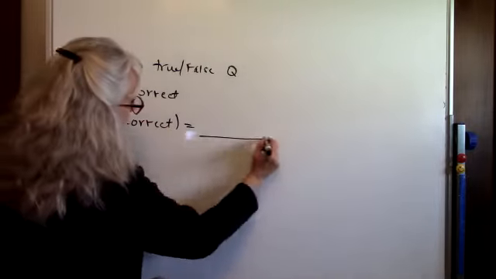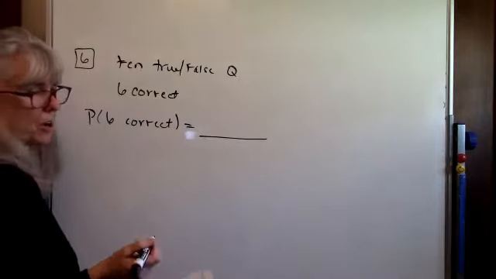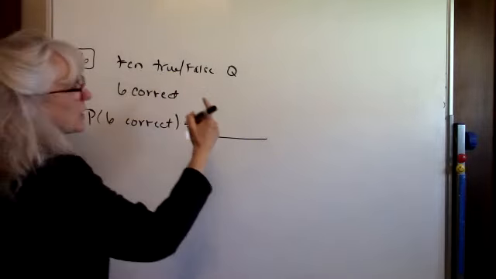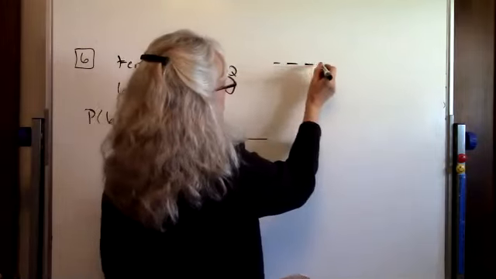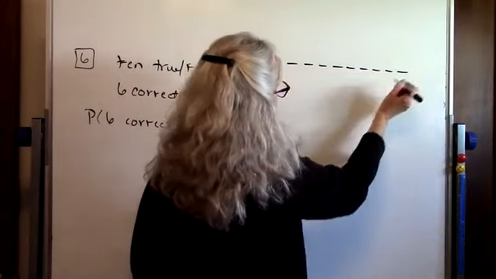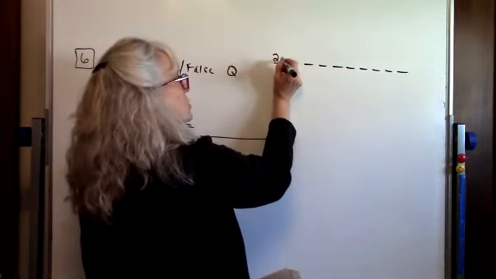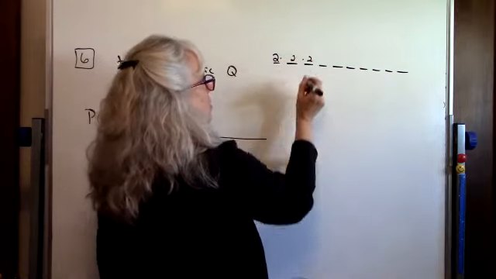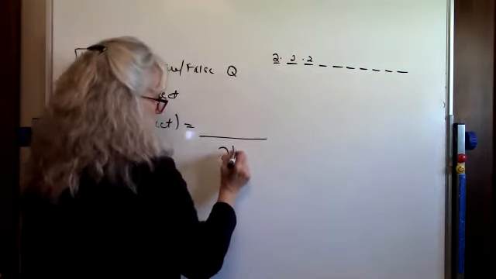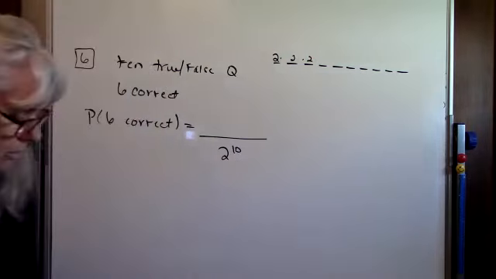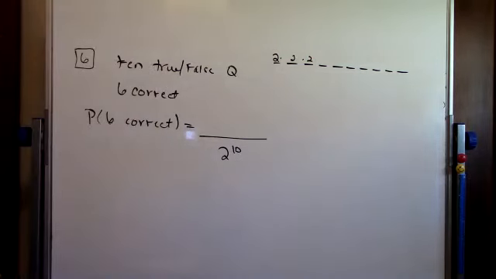Okay, well, let's go look at the denominator. Again, that's where I start. So we know that we've got 10 questions, 1, 2, 3, 4, 5, 6, 7, 8, 9, 10. And because they're true false, there's 2 answers here, 2 answers here, and so forth. So the denominator is going to be 2 to the 10th power. So that's 1024. What about the numerator?